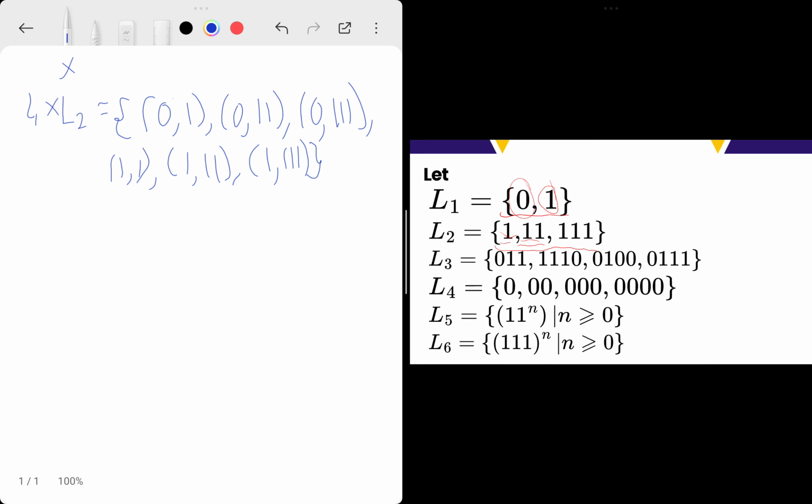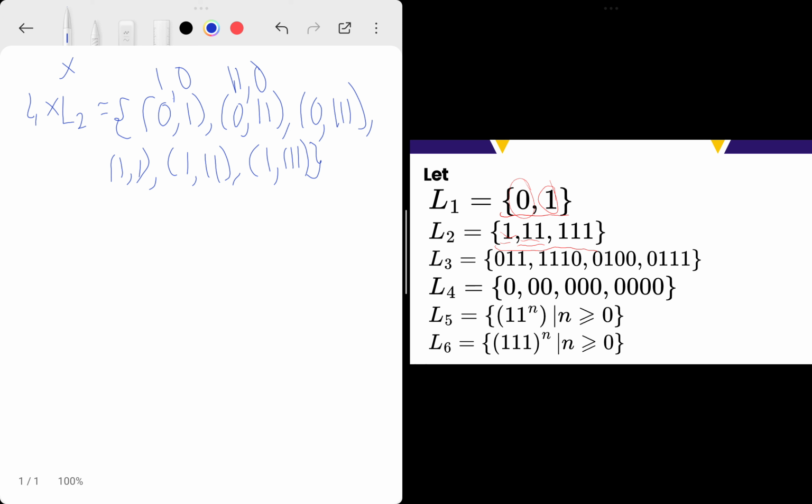Take note that the product of languages is not commutative. Okay? Kay og nauna pa ang L sub 2. So, ang dire kari na po'y 1 og 0 ni, 1, 1, 0. So, lahi jud siya og forma. Okay?